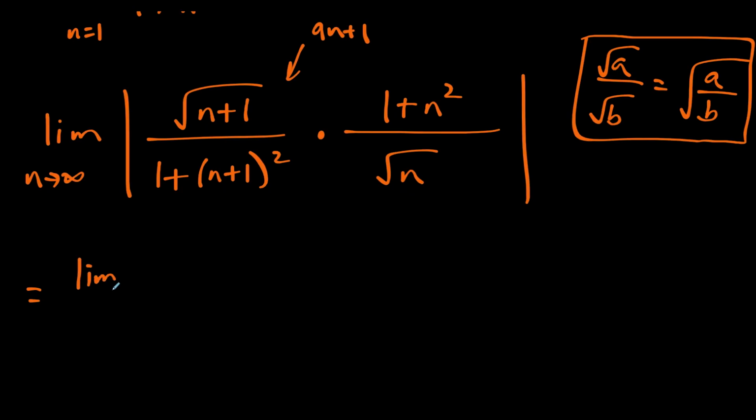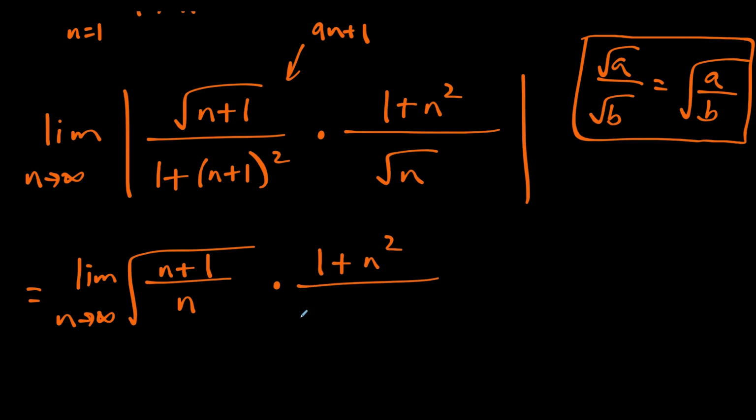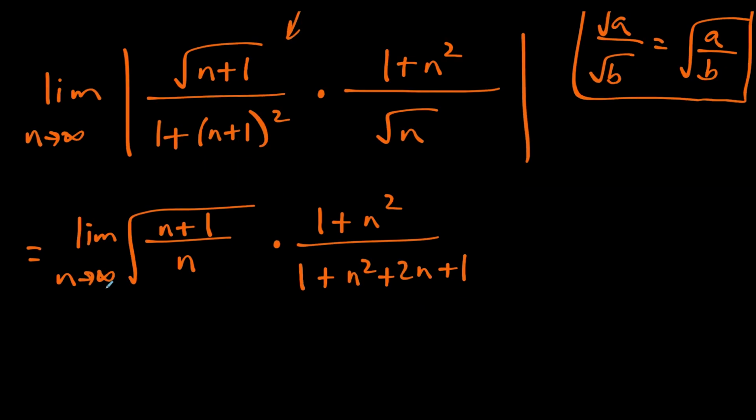So I want to use this idea to simplify. Once again, the absolute value could disappear, but square root n plus 1 over square root n, we could make into a single radical as square root of n plus 1 over n. Let's make that a little neater. So we have n plus 1 over n, and now we're multiplying by the leftovers. We have 1 plus n squared over, and then this would be 1 plus, we would have n squared plus 2n plus 1 if we distribute and expand this here.